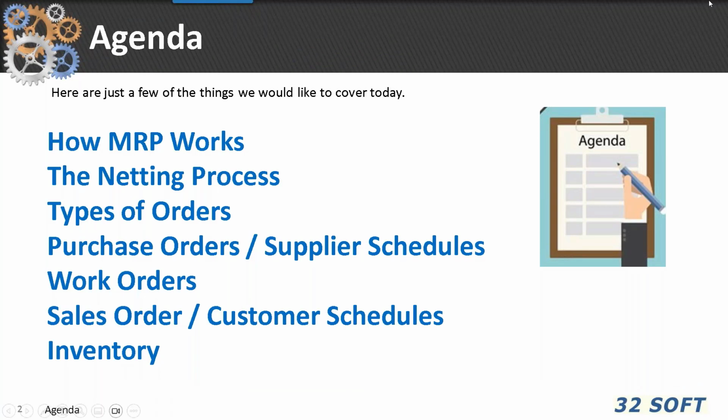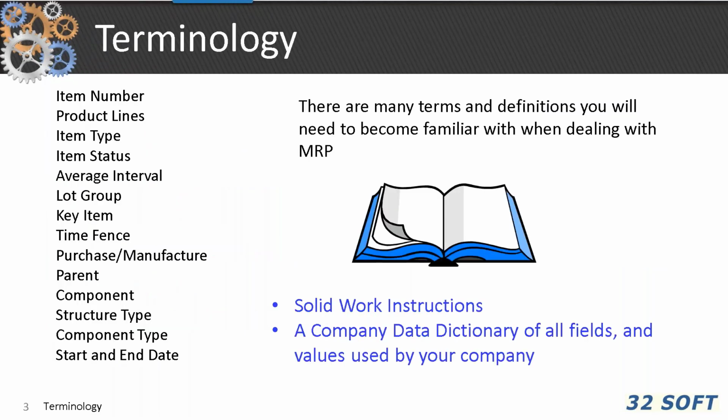Here's just a few of the things we'd like to cover today under the headings of how MRP works, the netting process, types of purchases, orders, work orders, sales orders, inventory. So there are many terms and definitions that you need to become familiar with if you're going to deal with MRP. Such concepts as order policy, item status, structure, min-max, all need to be understood to approach MRP.